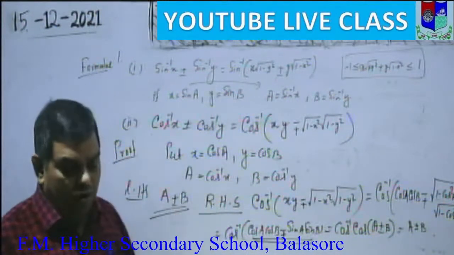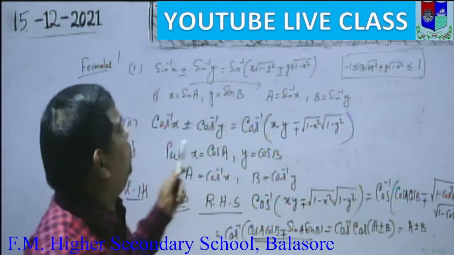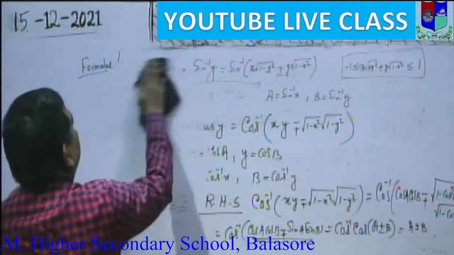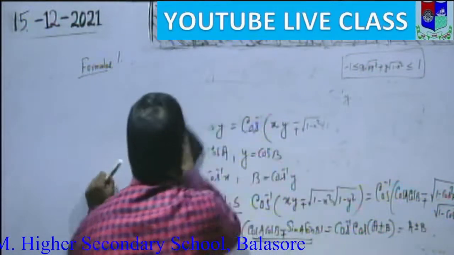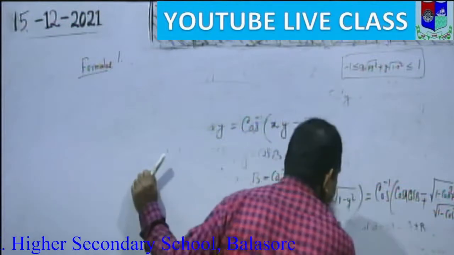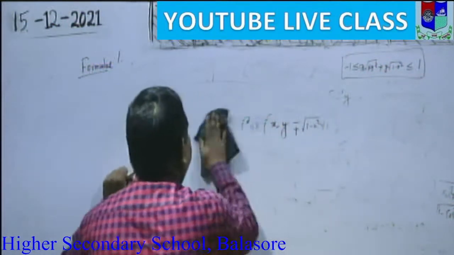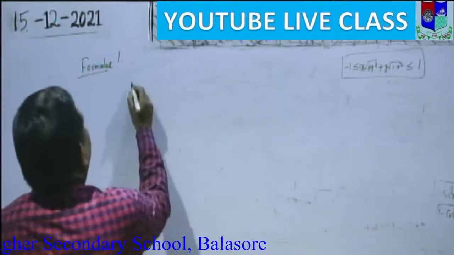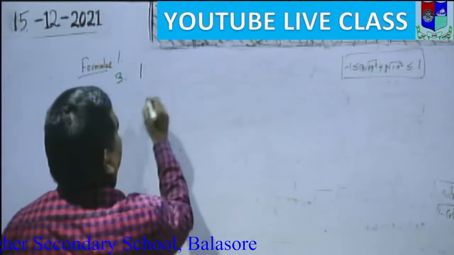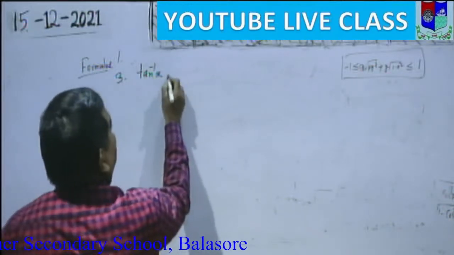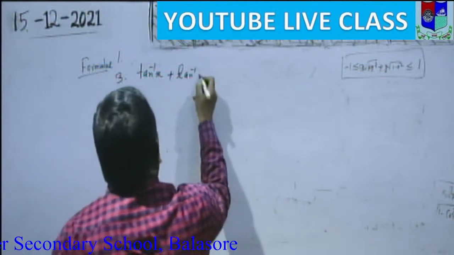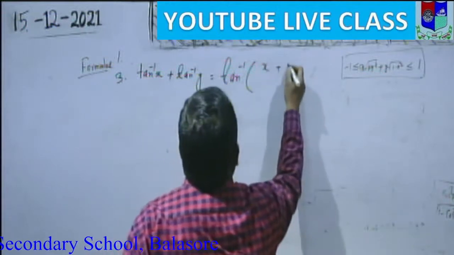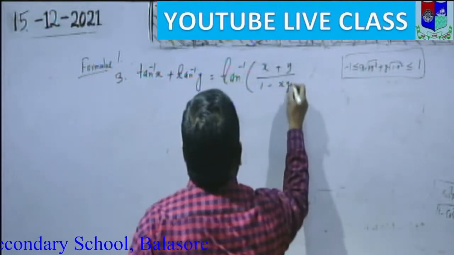This is the proof. Now we have to prove the tan formula. This is the inverse function of sin, then cos, and now we are moving towards tan. Now we have to prove the formula: tan inverse x plus tan inverse y is equal to tan inverse of x plus y by 1 minus xy.